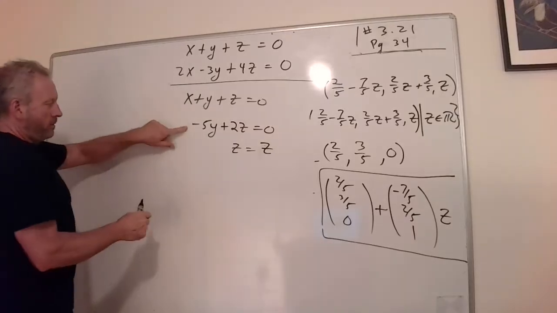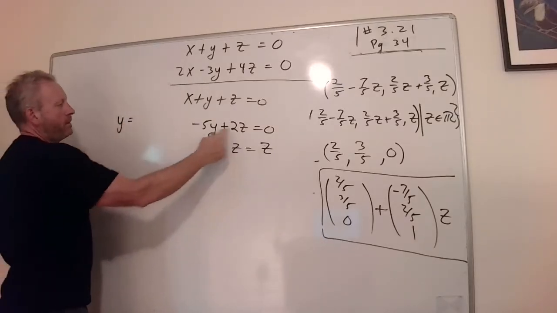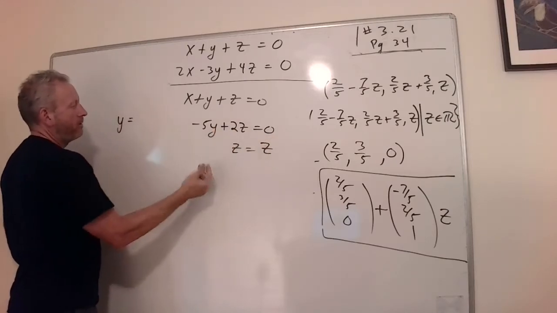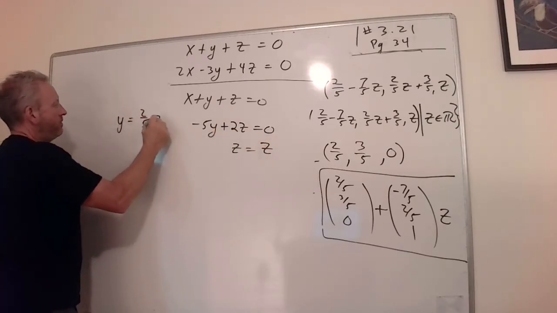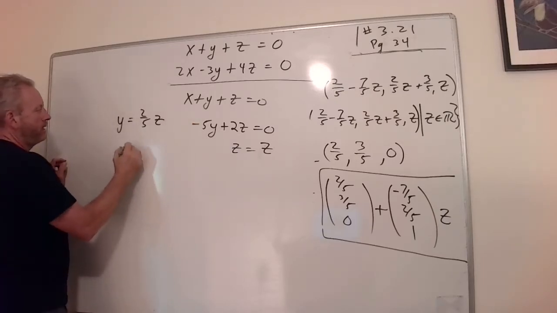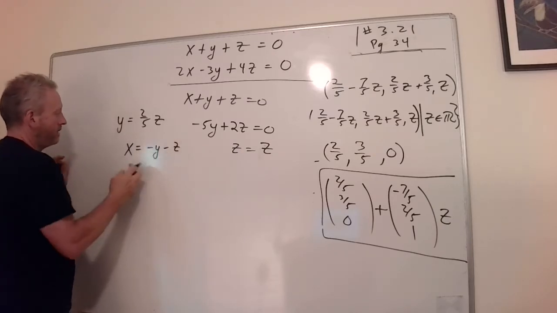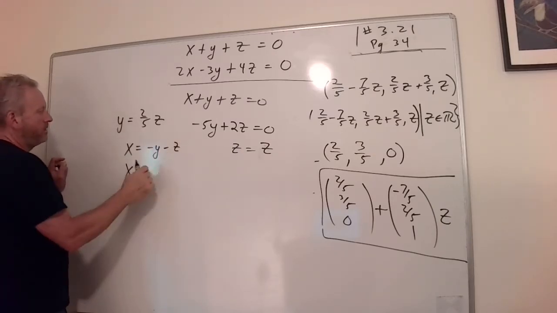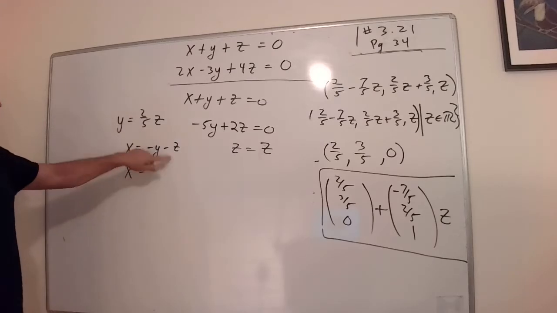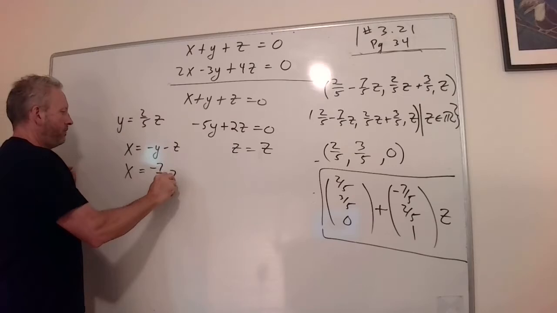What about the rest of them? Let's take a look at this one right here. So y is equal to what? Maybe you get the 5y over there and then divide by 5. So 2/5 z. And what about x? What do we get? x is equal to negative y minus z. So x is equal to negative this. Well, what would that be? Negative 2/5 z minus z. So negative 7/5 z.